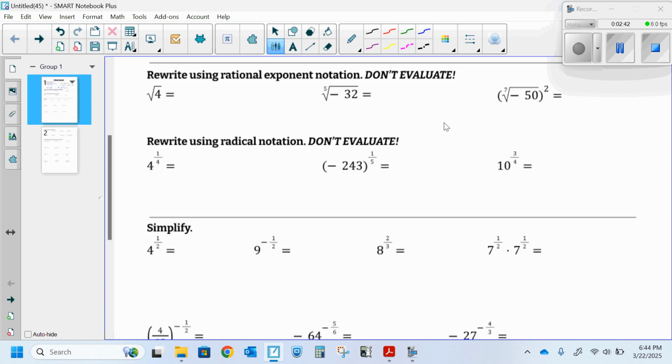Okay, now these are just rewriting problems. You are not to simplify or evaluate. I just want you to get in the habit of writing these out.